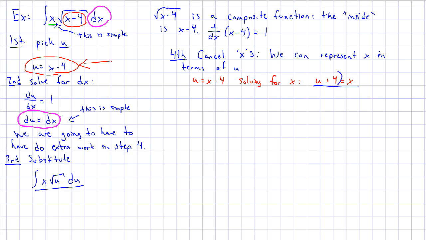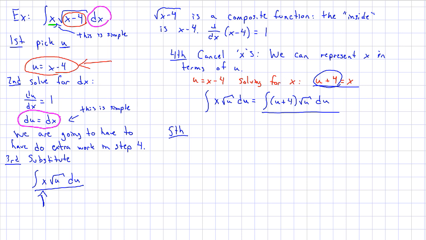So I can take this u plus 4 and I can plug it in for my x value. So I'm going to do that. I have x square root of u du. I can represent that as u plus 4 times the square root of u du. Now I have a function that depends only on u's, and I should be able to integrate and solve.